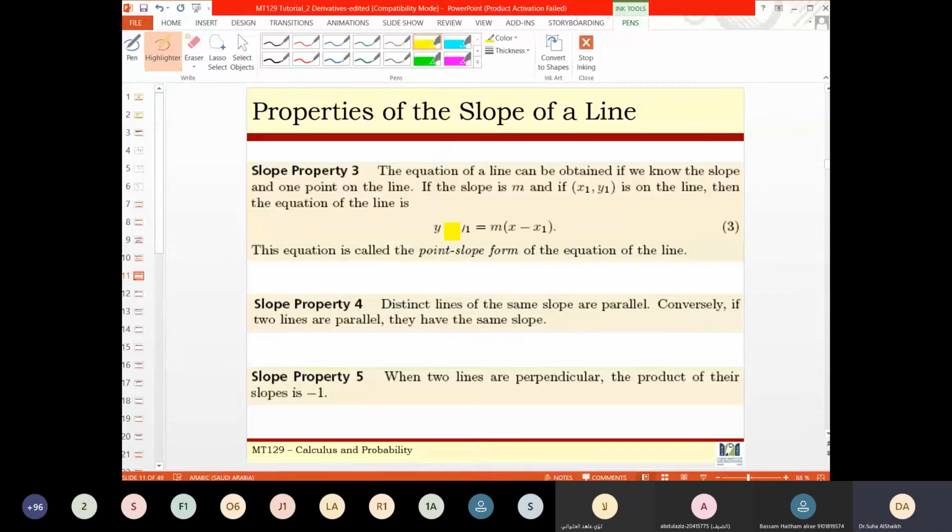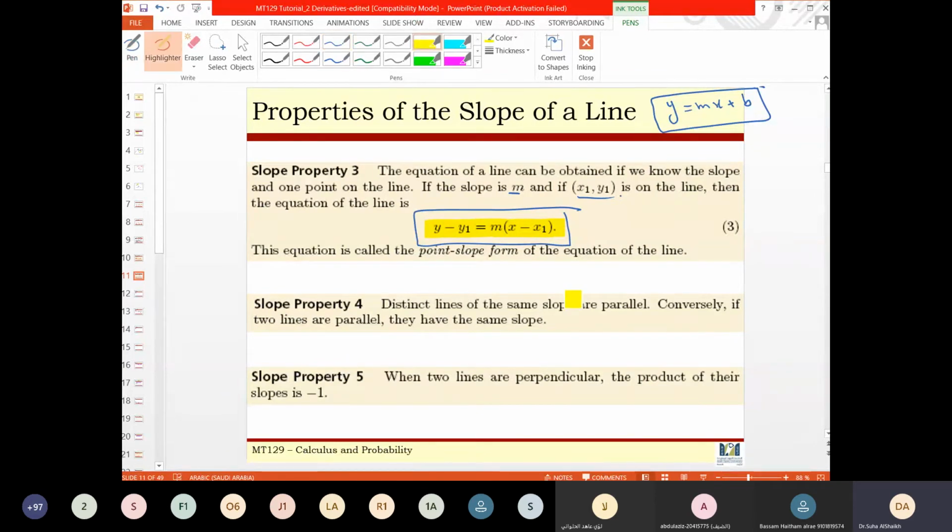So we have some properties as well in the equation of the line. The standard form of the equation of the line is y equals mx plus b, as we know. What if I have a slope and I have a point? Then this is the equation of the line: y minus y1 equals m(x minus x1).